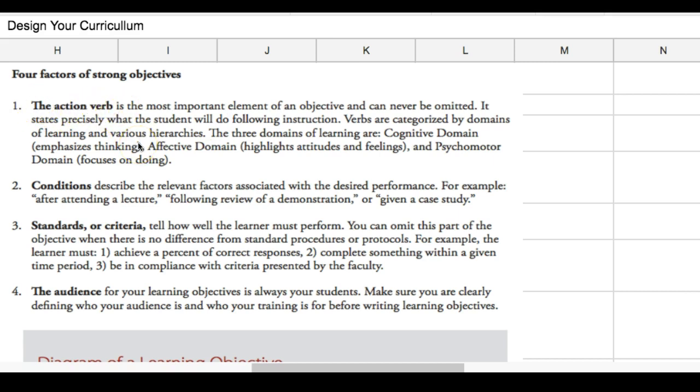So it focuses on the results of the training, and this is tied to the problem, right? So there's a problem and then there's a solution, and in the middle is an action verb. We then say conditions, so students will be able to X after or following a review, or given this they'll be able to demonstrate. We then include some standards or criteria, and then we have our audience, right?